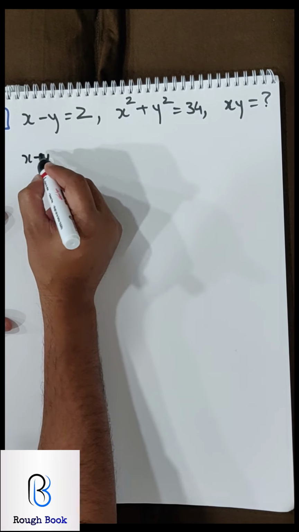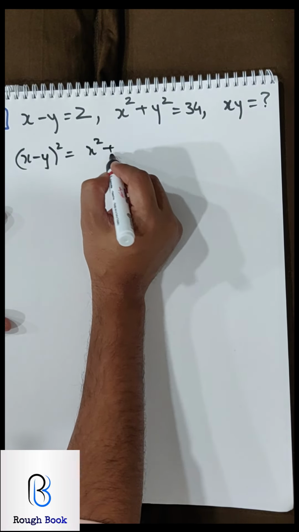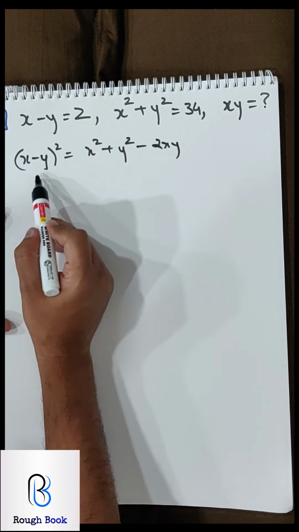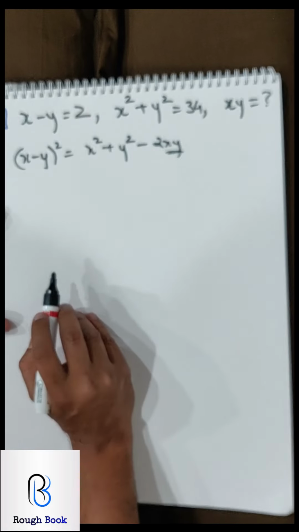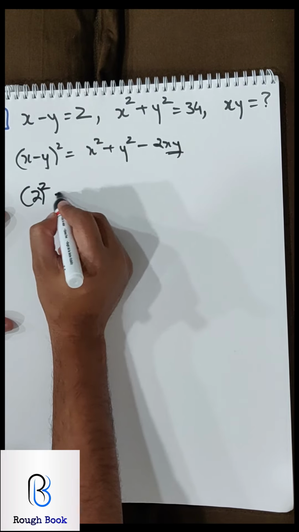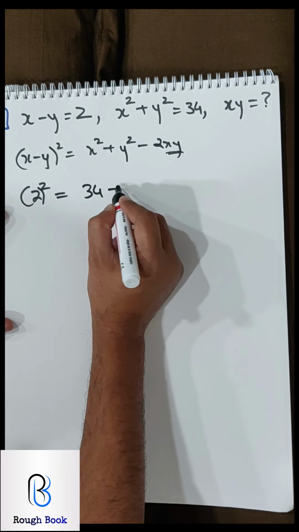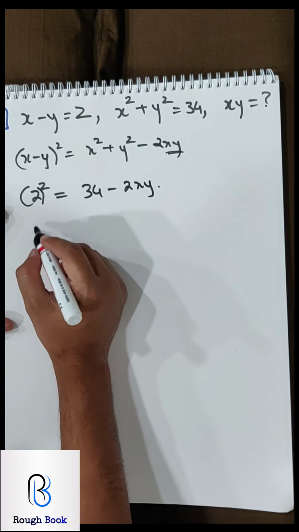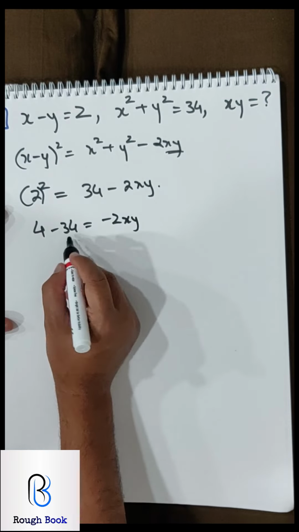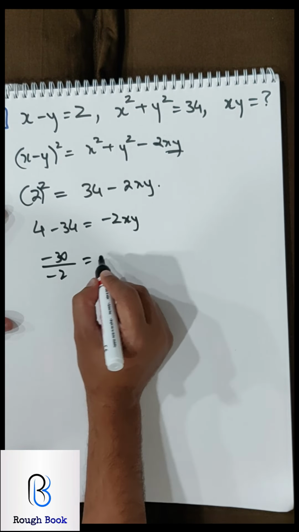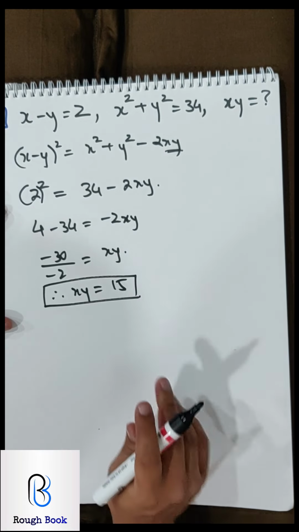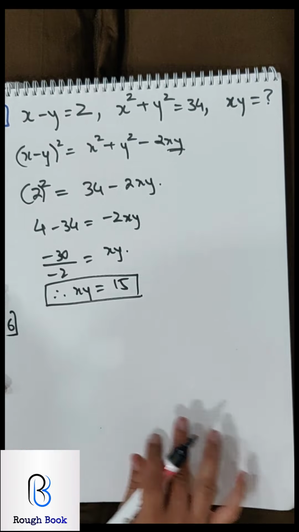So x minus y the whole square, a square, b square, 2ab. You just have to substitute 2 here, 34 here, automatically you will get this. Pause it, go ahead. So x minus y is 2 square, x square plus y square 34, minus 2 times xy. So 4 is 34 minus 2xy, minus 30 divided by minus 2, so therefore my xy becomes 15. Simple.